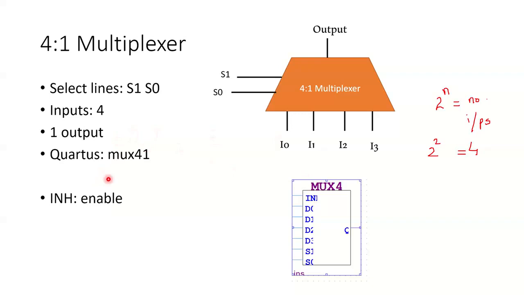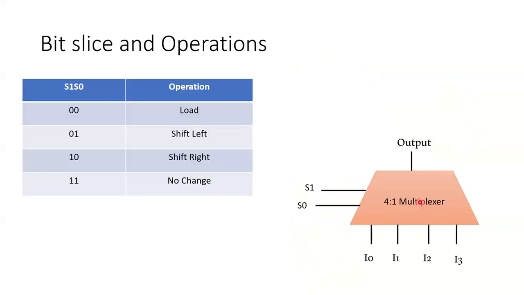Okay. Now in Quartus, you'll have to type mux41 to get this symbol, in which D0, D1, D2, D3 are your inputs, S1 and S0 are your select lines, and this Q is the output. Now there is an additional input which is called INH, and that's the enable of the multiplexer, right? Now what does the multiplexer do actually? So let's take a look at it.